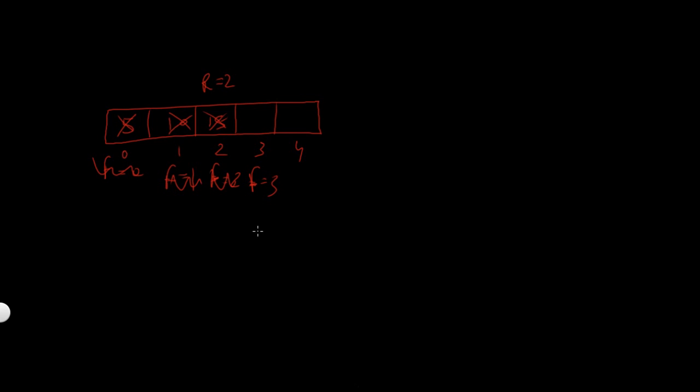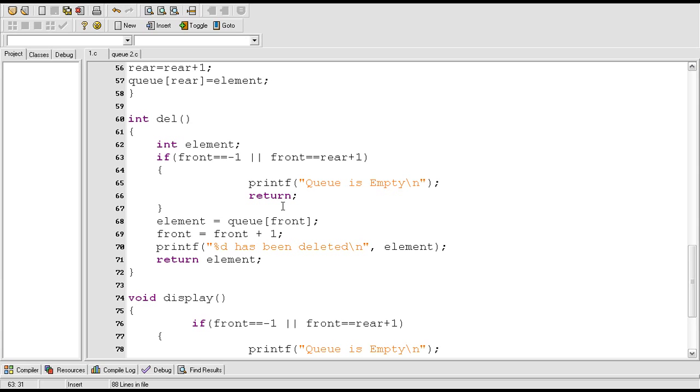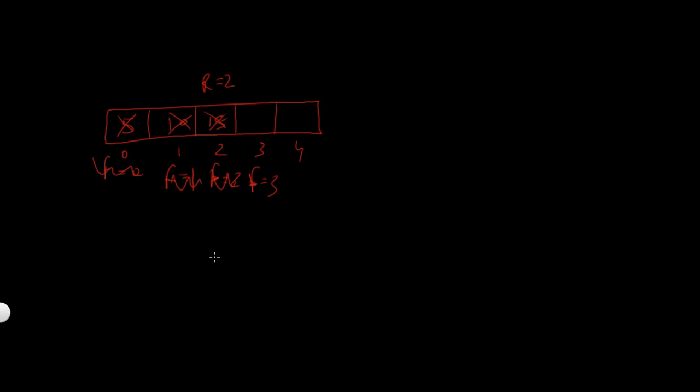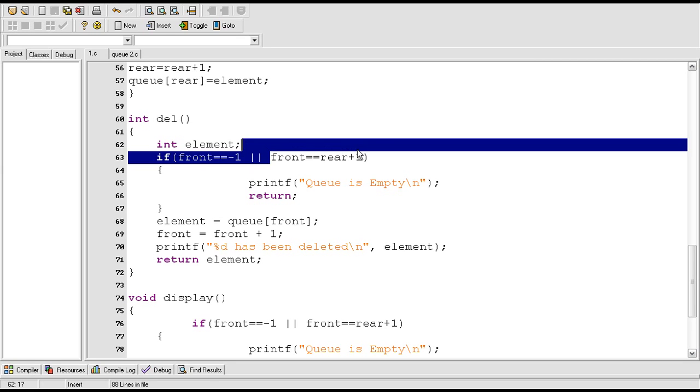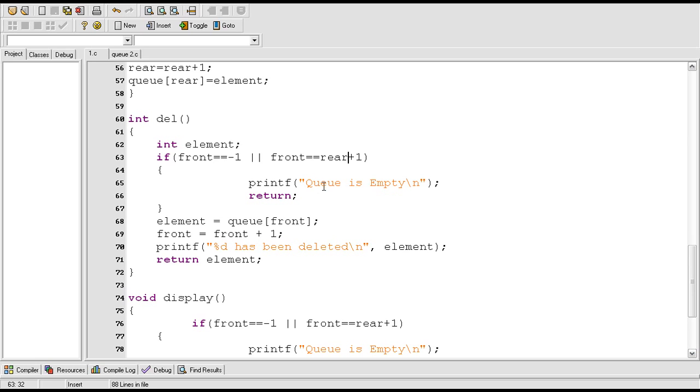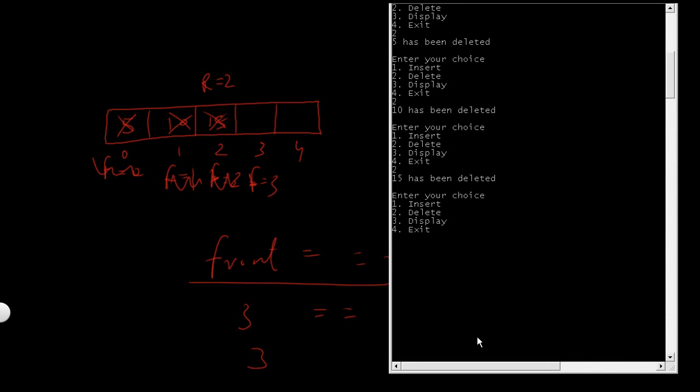Now if I try to delete another element from this queue, then "queue is empty" should be printed on the screen, because this is clearly the case of front equal to rear plus 1. The value of front right now is 3 and the value of rear is 2. 2 plus 1 equals 3. So this condition becomes true. And if this condition becomes true, then it means that the queue is empty. So this queue is empty.